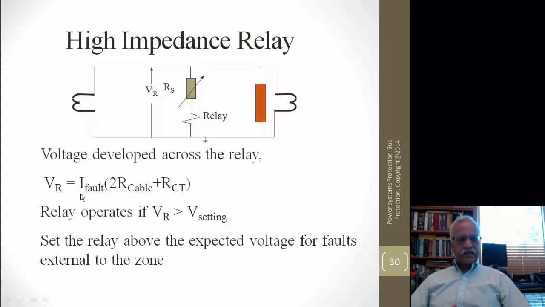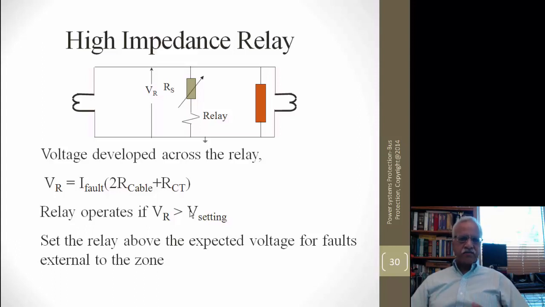The relay is set in such a way that it operates if VR is greater than V setting. So you can always look at the maximum voltage drop seen at the relay location, assuming full CT saturation, for the farthest CT in the switchyard, or a breaker which is seeing the maximum amount of current. Calculate the maximum voltage that could be seen by the relay, and then set this relay with a margin.